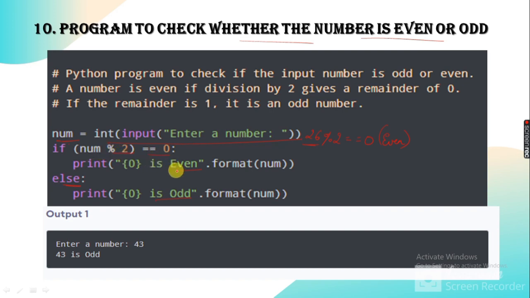If I take the number as 26, that is even. And if I enter the number as 43, 43 divided by 2 will not give me 0, so it is an odd number. It will print that it is an odd number. Next program.